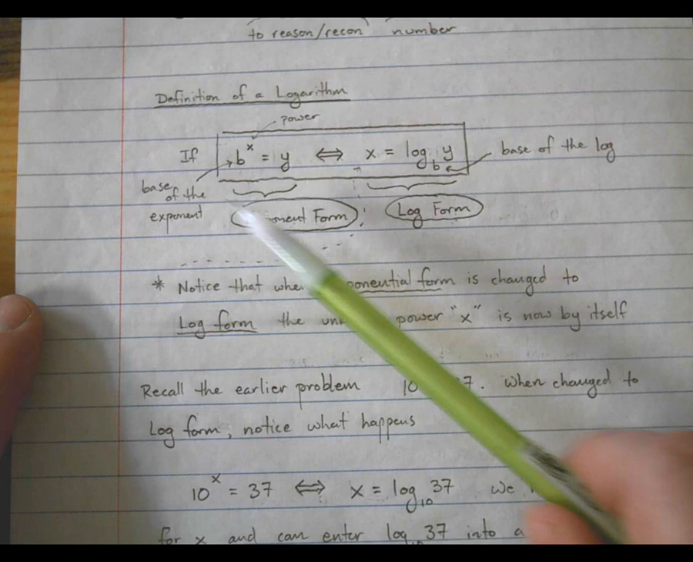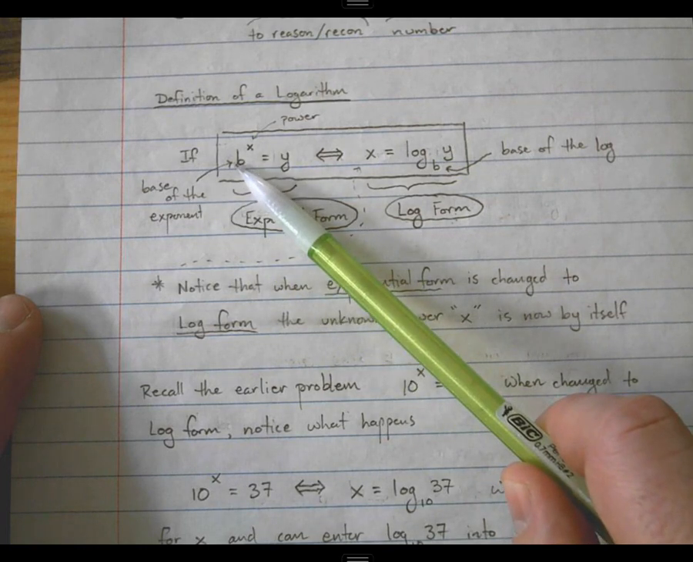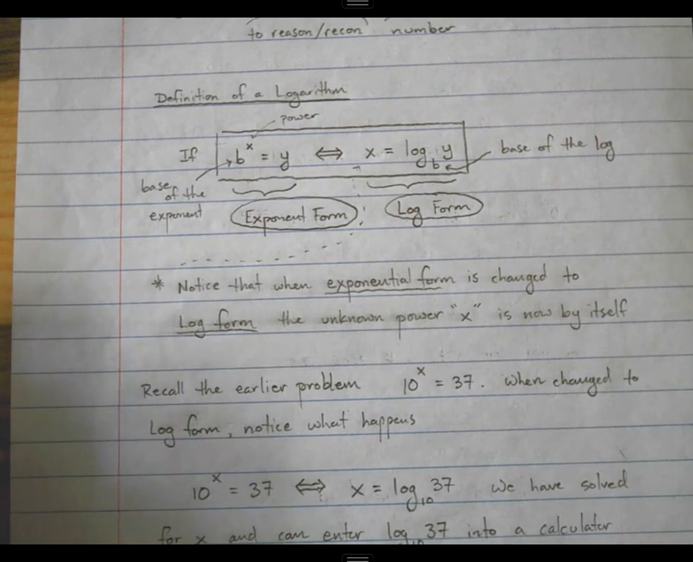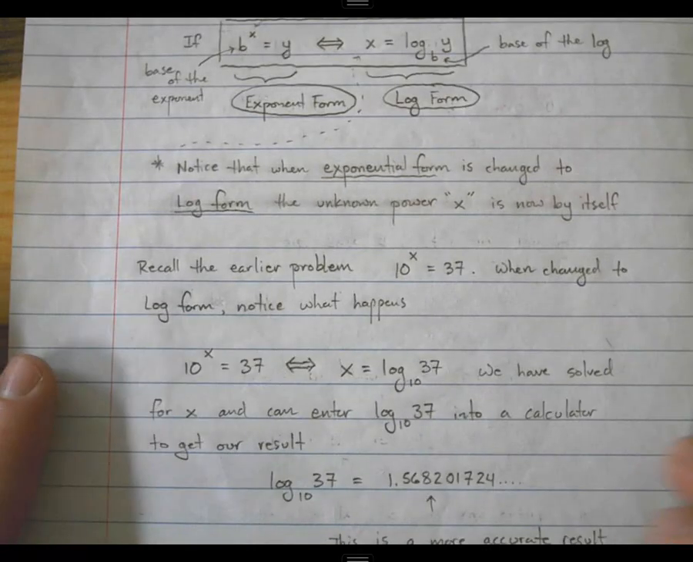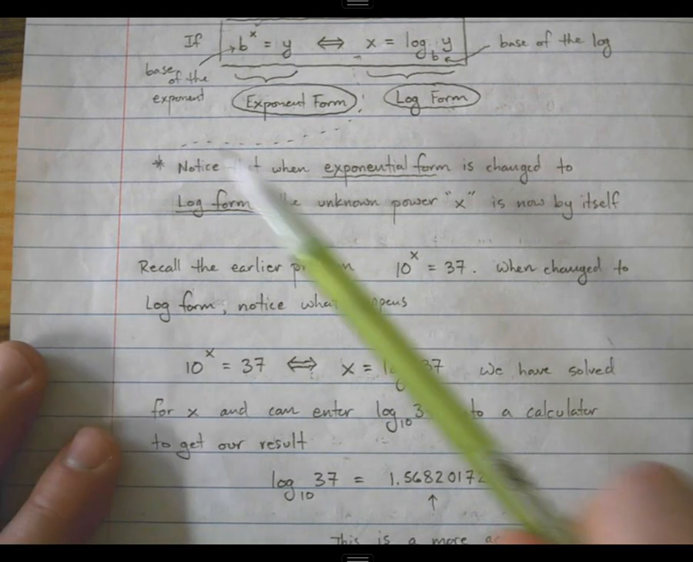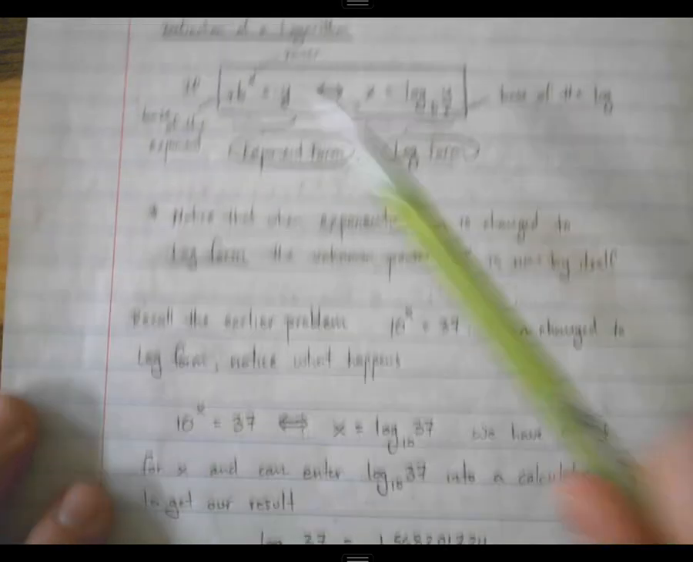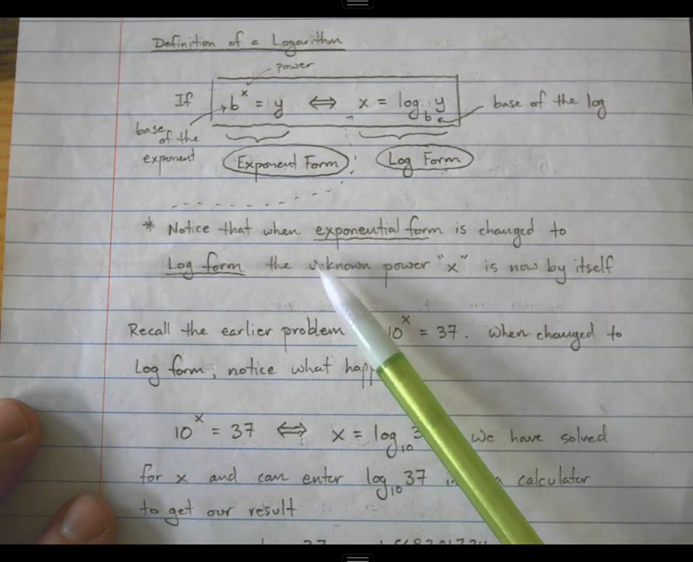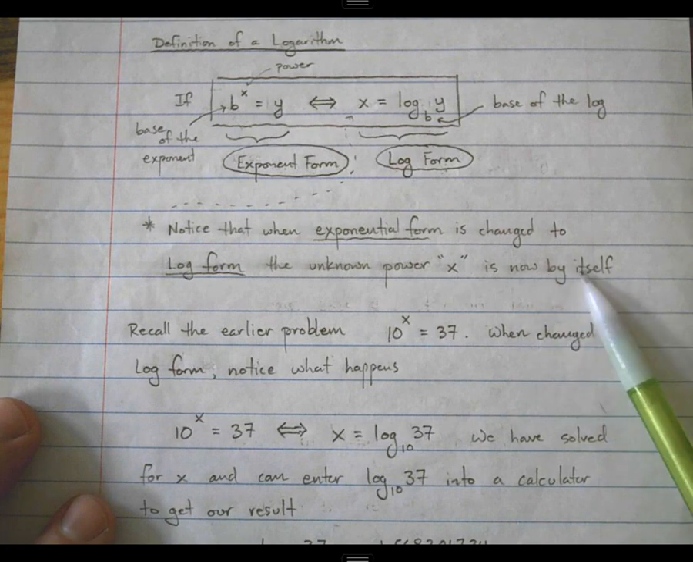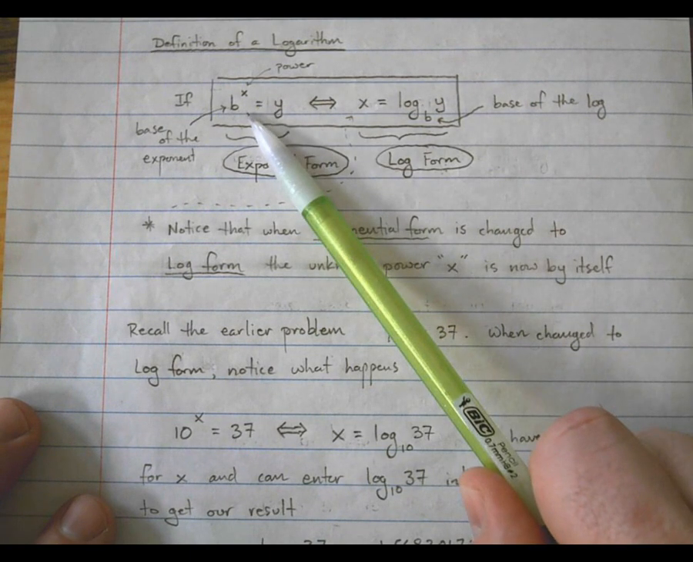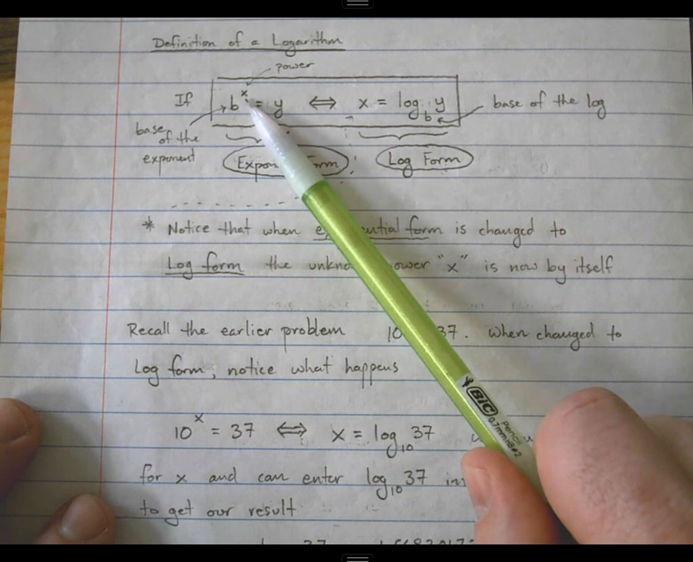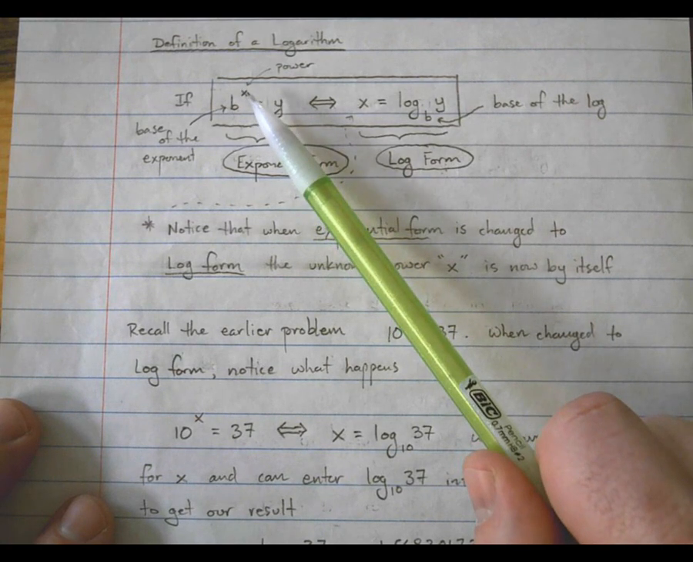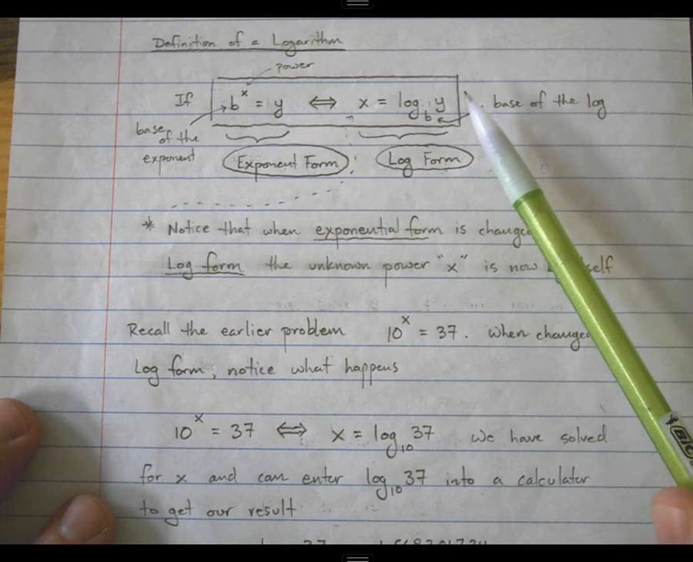And notice that in this case, the base of the exponent is b, and the base of the log is b. That word base is going to be common among both logs and exponents. Notice that when the exponential form is changed into log form, the unknown power x is now by itself. So if I were solving an equation like this and wanted to solve for x, the way I isolate x is by changing forms from exponent form to log form.